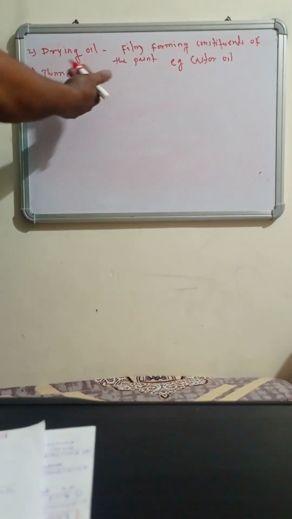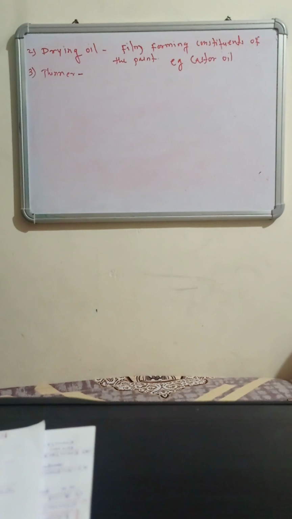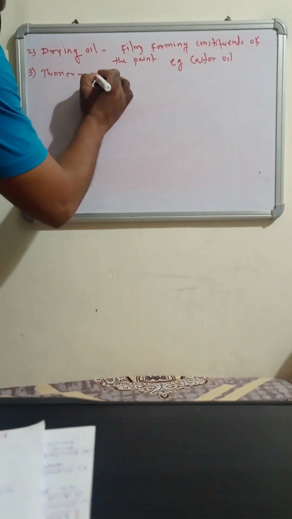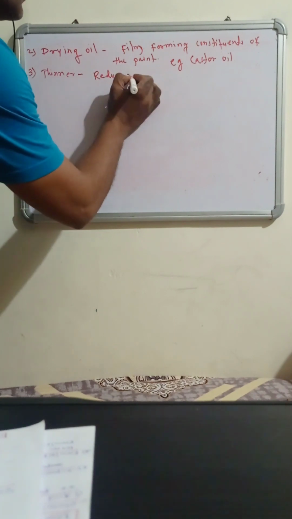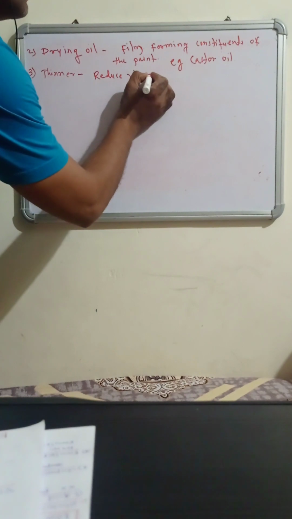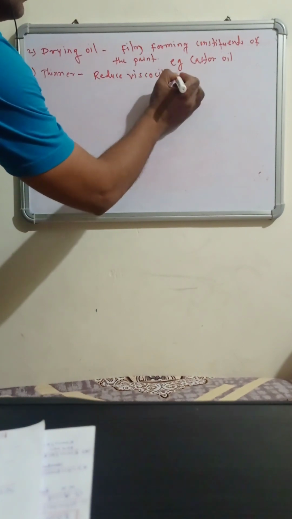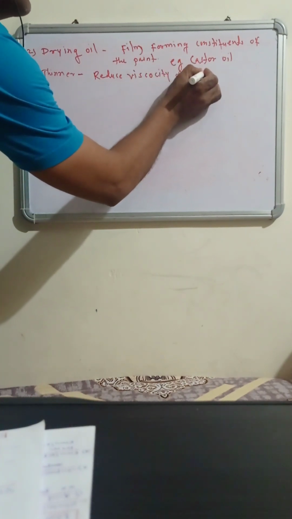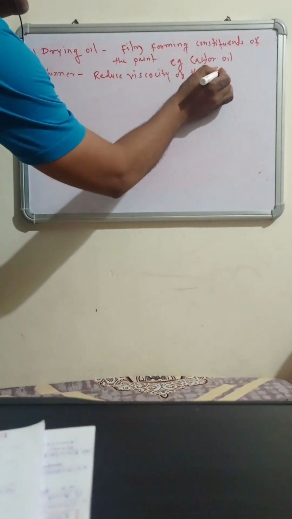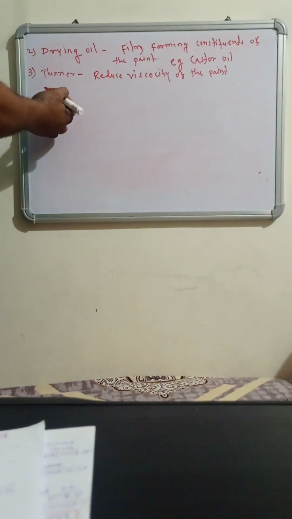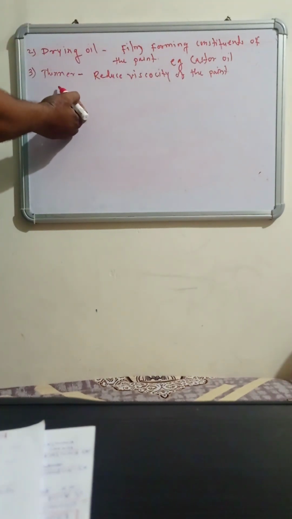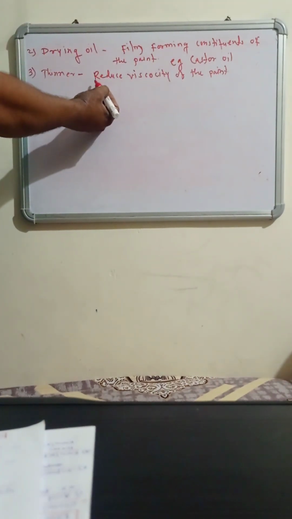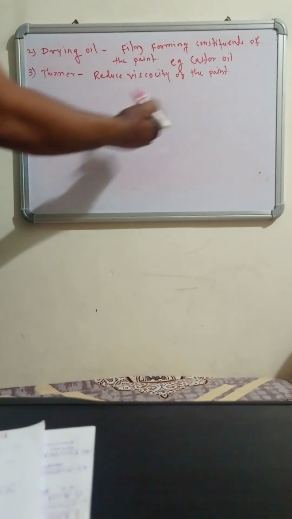So thinner is also a volatile substance. The function of the thinner is that it reduces the viscosity of the paint. Meaning, the function of the thinner in the paint is that it reduces the viscosity of the paint.